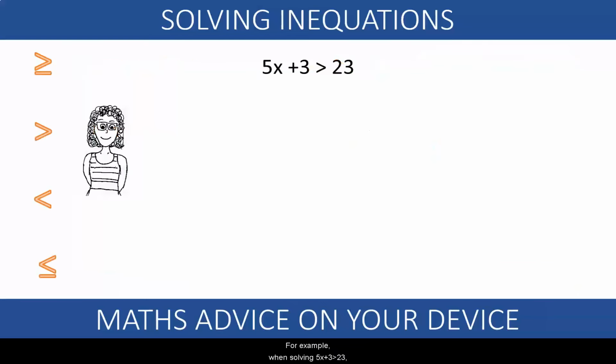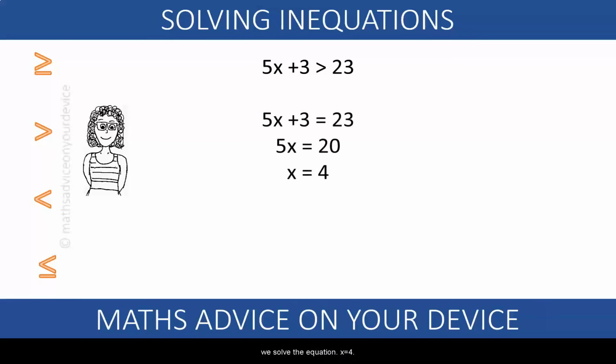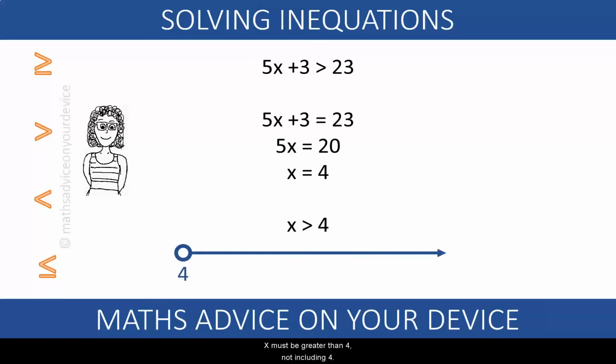For example, when solving 5x plus 3 more than 23, we solve the equation which has a solution x equals 4, and we replace the same symbol back. x must be greater than 4, not including 4. That is why the circle is empty and 4 is not part of the solution.